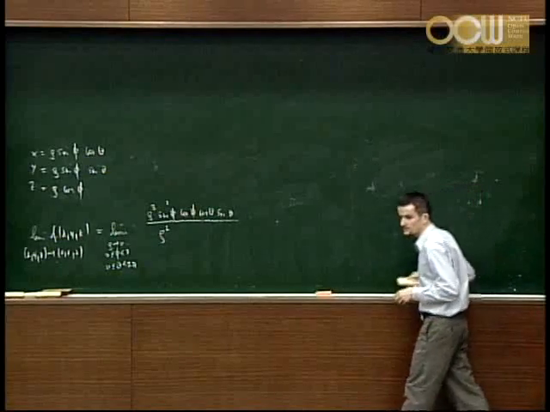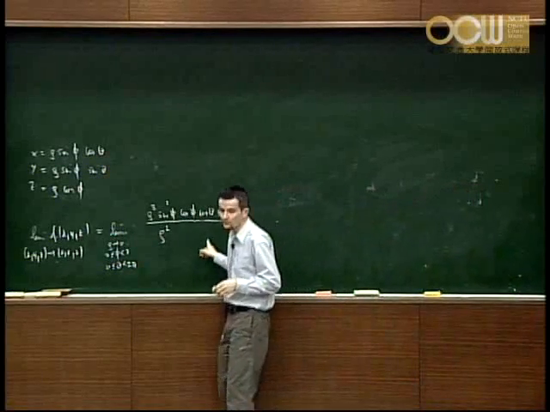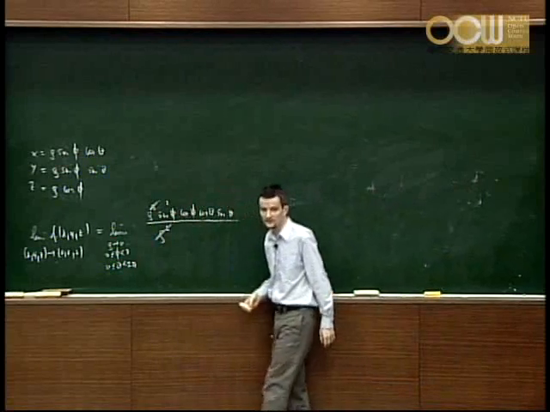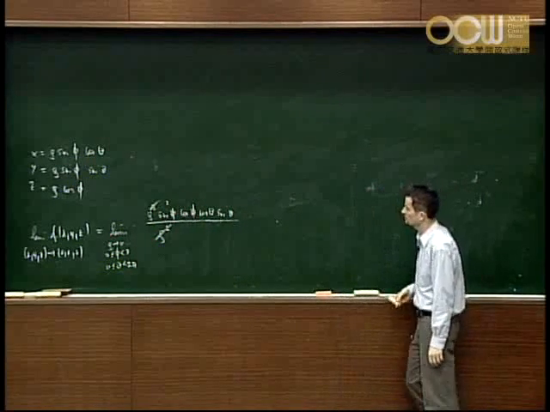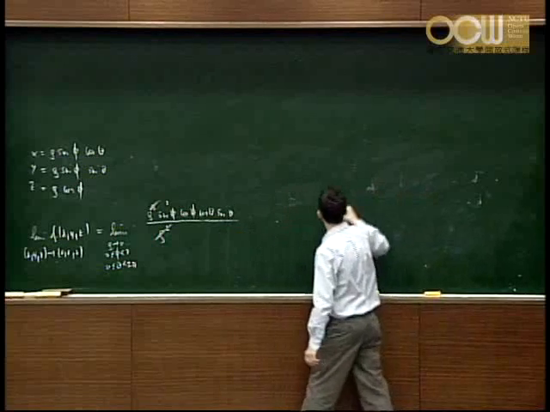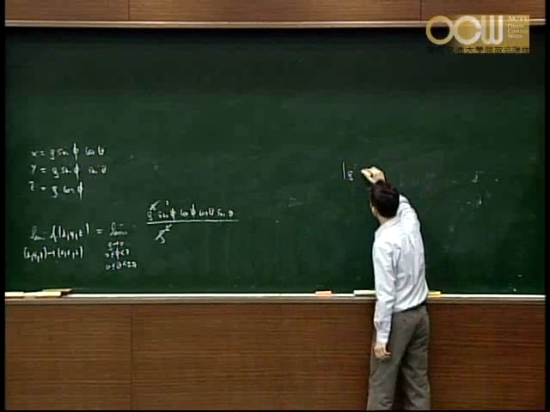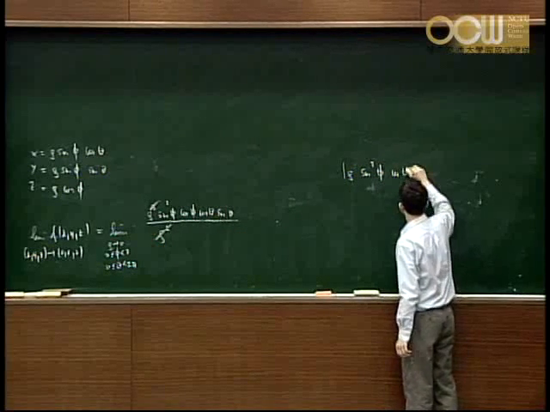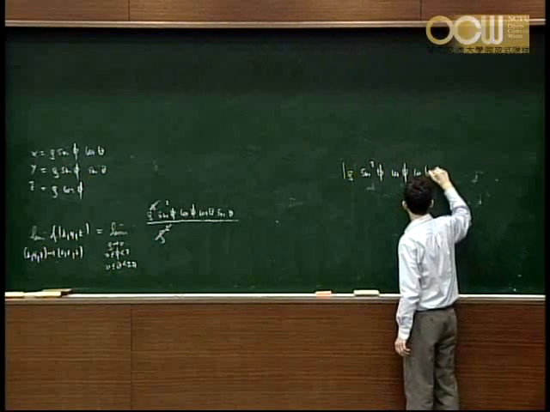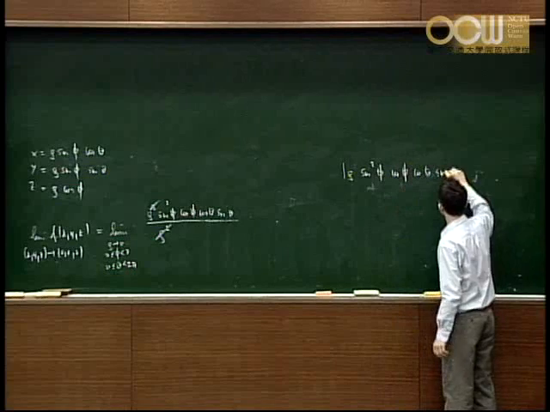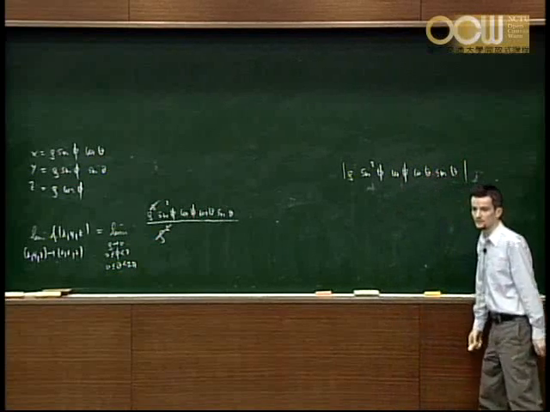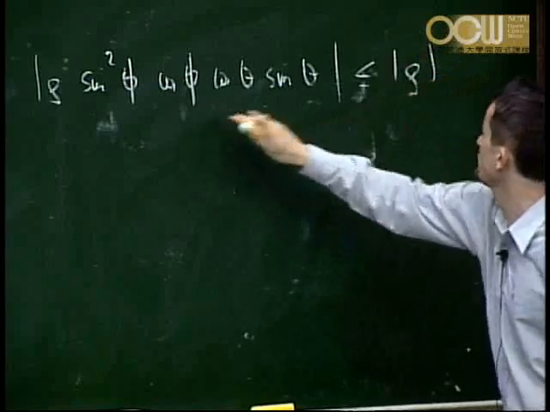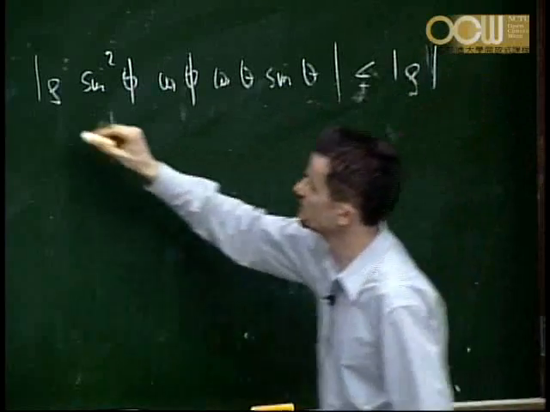Now you see why does this work? Because you can cancel here this one, and then you can use the squeezing theorem. So you can take here the absolute value, then you have a cosine of psi, you have a cosine of theta, you have a sine of theta. And this is smaller or equal than the absolute value of rho, because all of them you can bound by 1. It's larger or equal than 0.